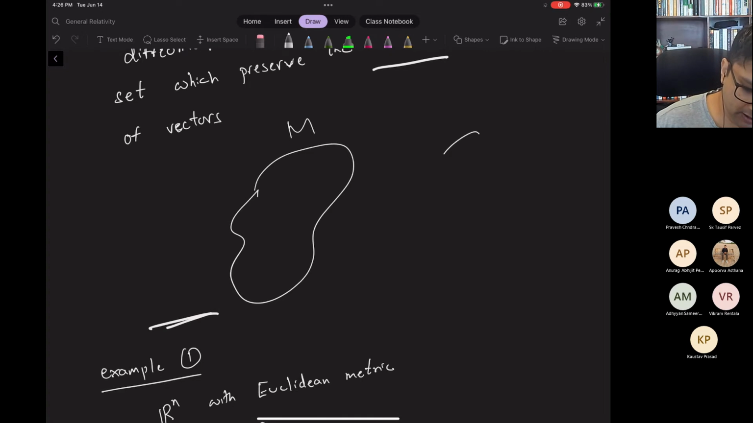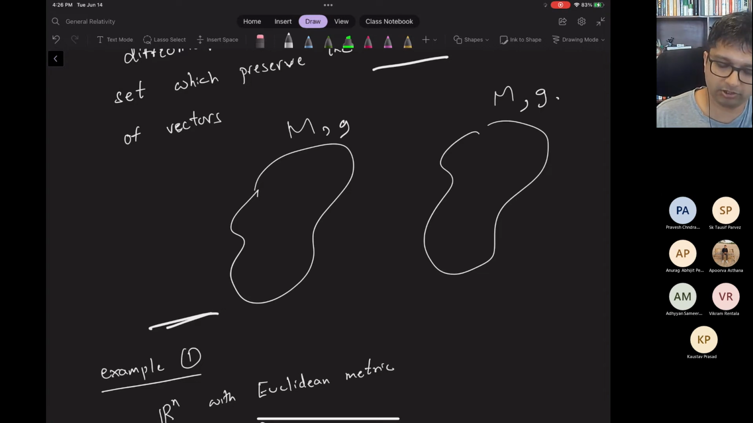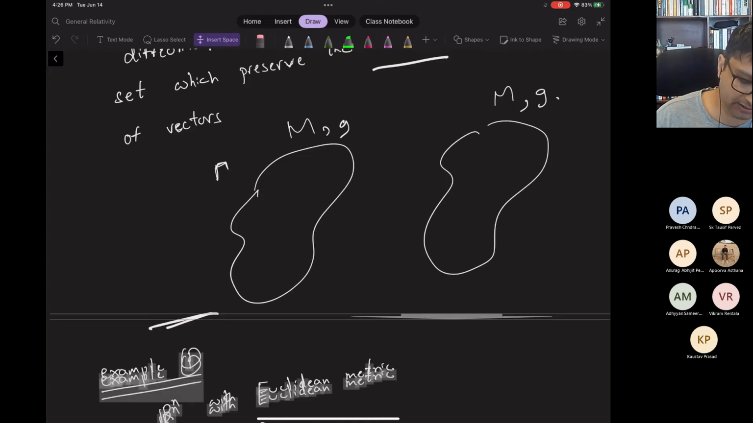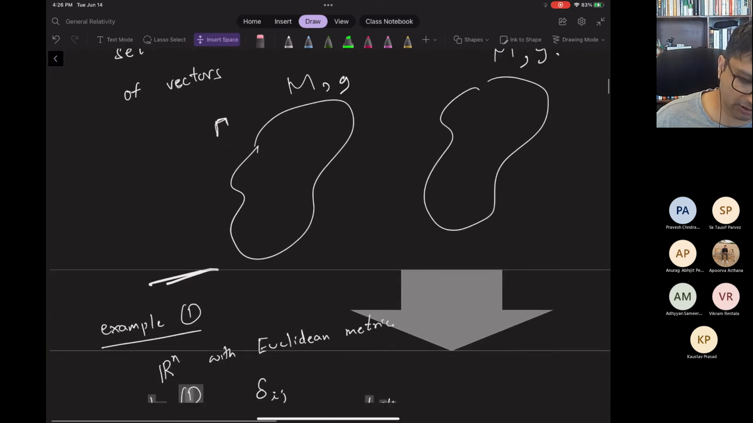So what was parallel transport? When we had a manifold M with a metric G, we used this to define a connection. And we said that there's a unique connection gamma, and this unique connection gamma is such that it preserves the inner product of two vectors.